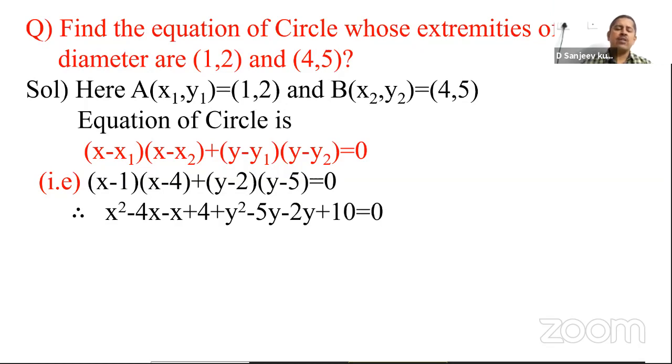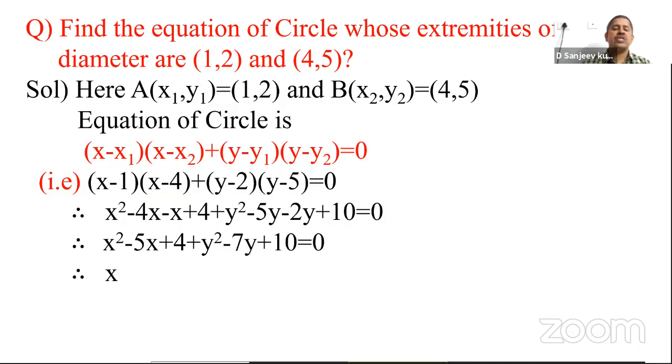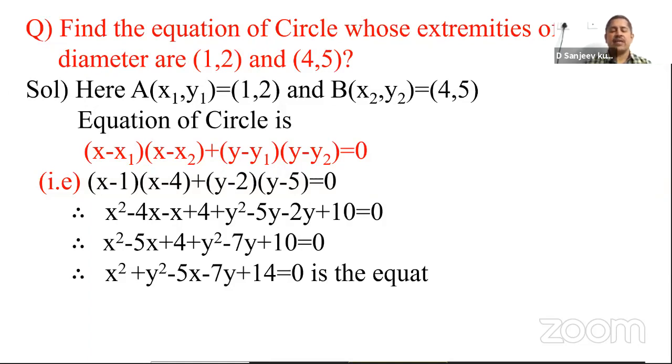So you collect all the like terms. The first term is x square, next y square. Minus 4x minus x is minus 5x, so x square minus 5x plus 4, y square minus 7y plus 10 is equal to 0. Rearrange them. You get the equation as x square plus y square minus 5x minus 7y plus 4 plus 10, that is 14, is equal to 0. So the equation of the circle is given like this when the extremities of the diameter are given.